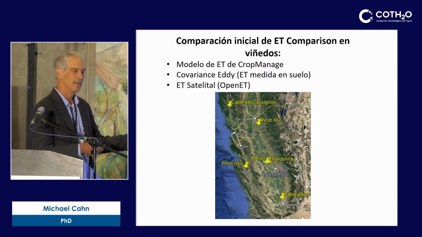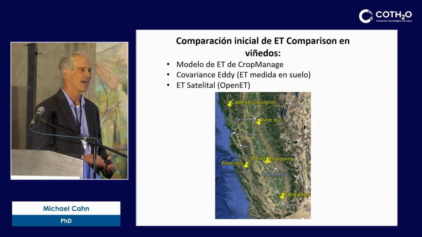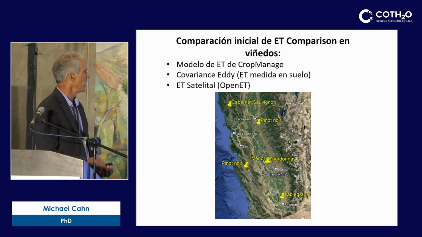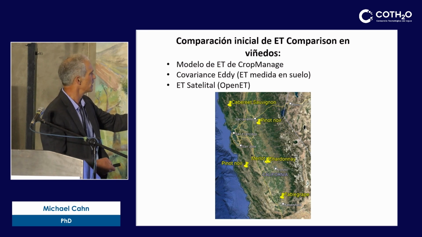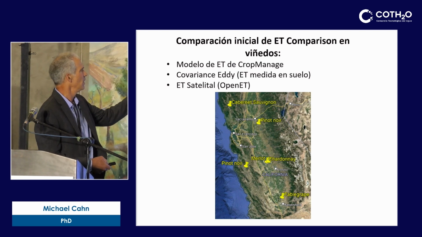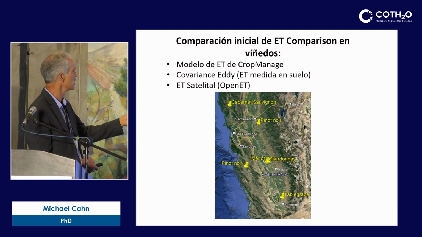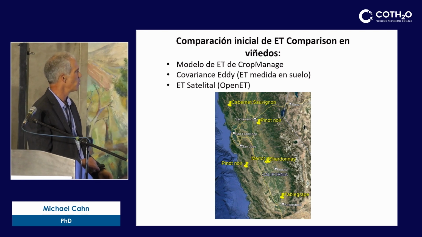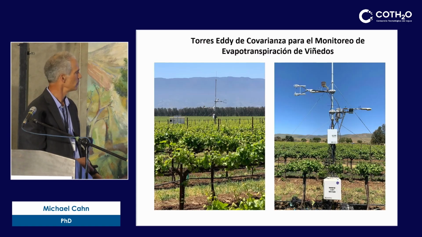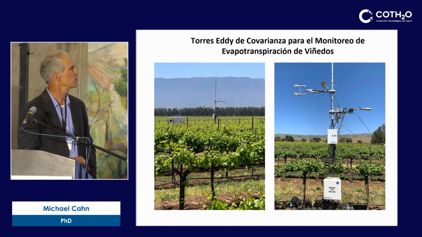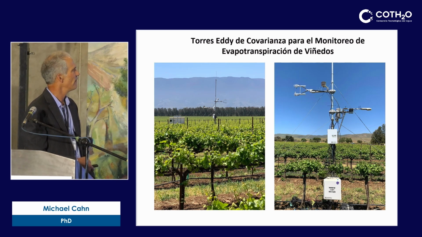Now we, again, wanted to check how accurate CropManage is, and so we had a number of different sites where we compared the CropManage model of ET with ground truth methods such as eddy covariance, and also compared it with OpenET. And so here are some of the sites where we used the eddy covariance systems to measure evapotranspiration.